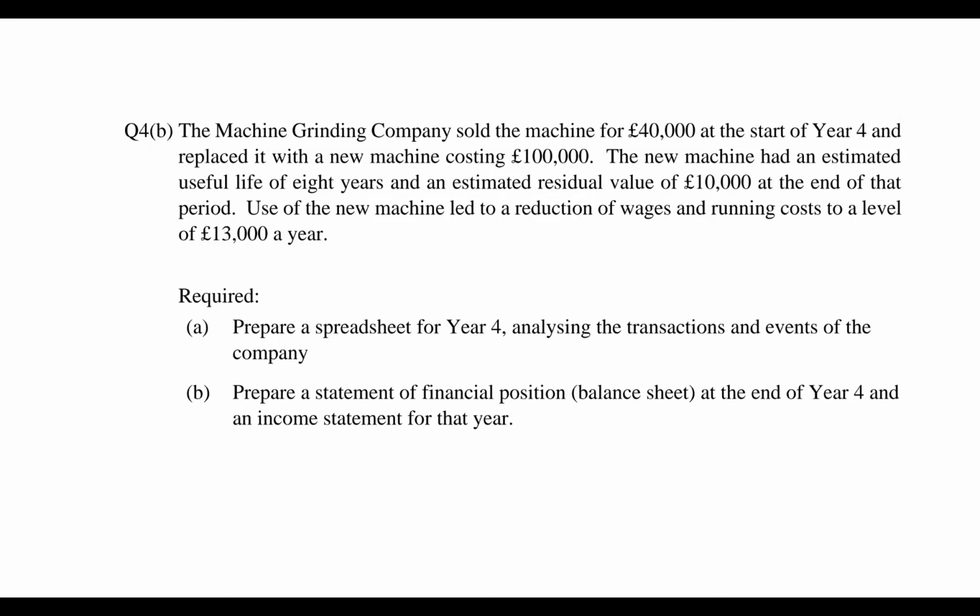The machine grinding company sold the machine for 40,000 at the start of year 4 and replaced it with a new machine costing 100,000. The new machine had an estimated useful life of 8 years and an estimated residual value of 10,000. At the end of that period, use of the new machine led to a reduction of wages and running cost to a level of 13,000 a year.